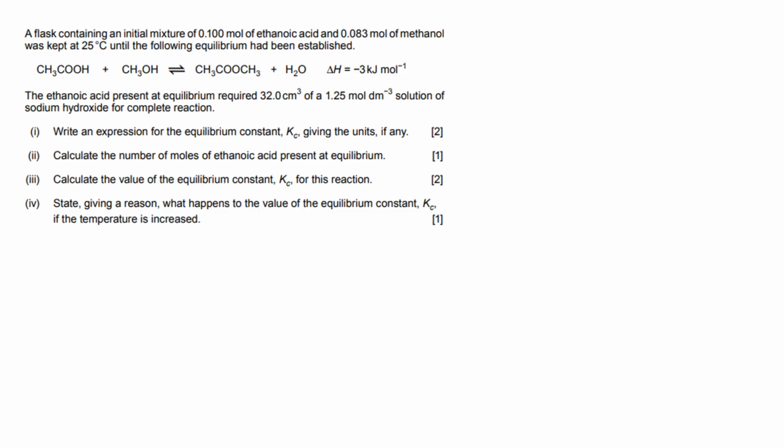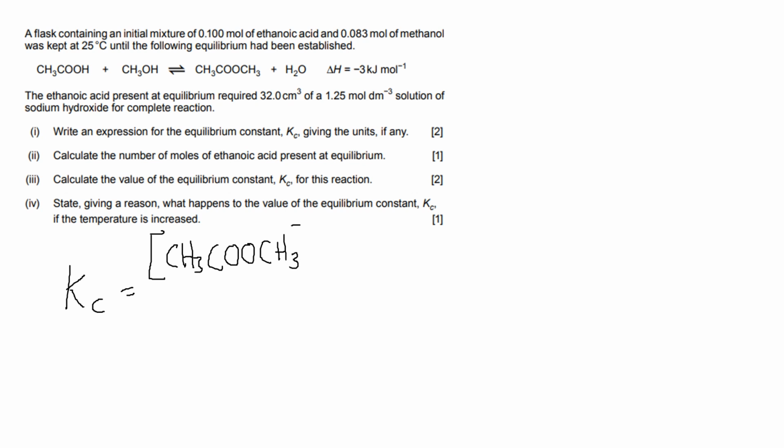Okay, so you've got this equilibrium here between a carboxylic acid and an alcohol producing an ester and water. And the first thing you have to do before you do anything else is to write an equilibrium constant for Kc and give the units for it. So Kc is always the products divided by the reactants. So the products would be the CH3COOCH3.